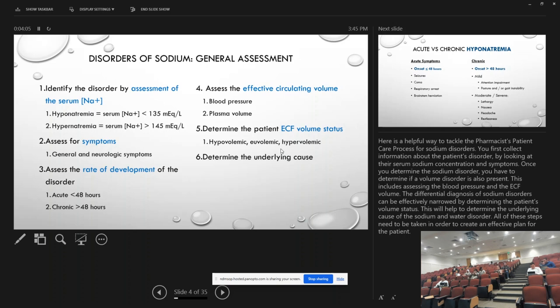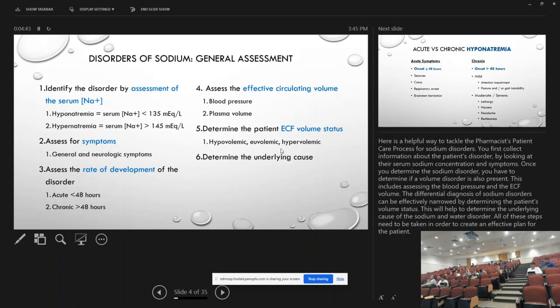So as far as sodium disorders and general assessment, I think this is a good pathway to walk through determination of sodium disorders. First of all, you want to look at the serum sodium, right? That's the sodium in the extracellular fluid, and determine whether it's hyponatremic or hypernatremic. So you guys have to definitely know the normal values of sodium. So hyponatremia would be a sodium level less than 135, and hypernatremia would be a sodium level greater than 145. So first you start there.